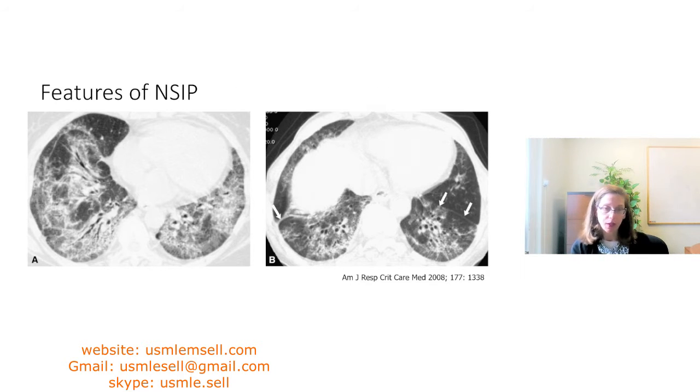And now NSIP on imaging would be distinguished by the fact that you could see upper and lower lobe involvement. There's much more ground glass, not necessarily a subpleural distribution. And although you could see honeycombing, you could see bronchiectasis, that would be less of a feature in NSIP.